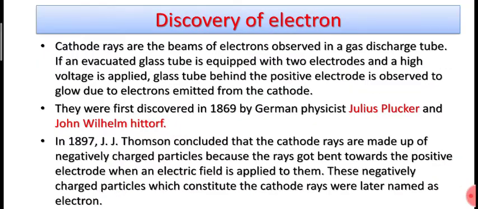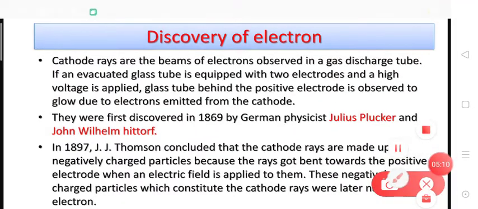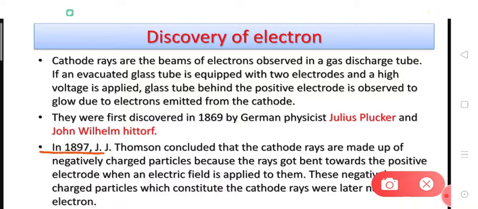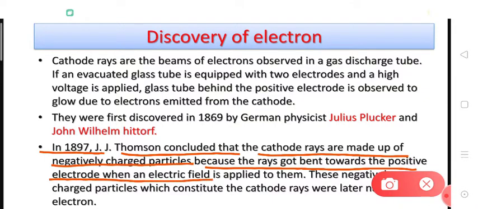How did he say this? He concluded that the particles which make up the cathode rays are negatively charged by seeing that these cathode rays get attracted towards a positively charged object. Let's read what is written here. In 1897, J.J. Thomson concluded that the cathode rays are made up of negatively charged particles because the rays got bent towards the positively charged electrode when an electric field is applied to them. So the particles which make up the cathode rays were said to be electrons.